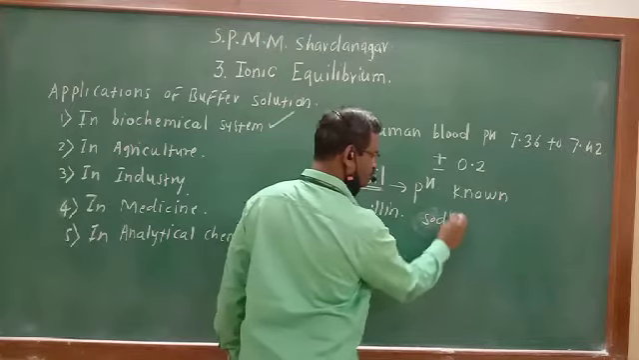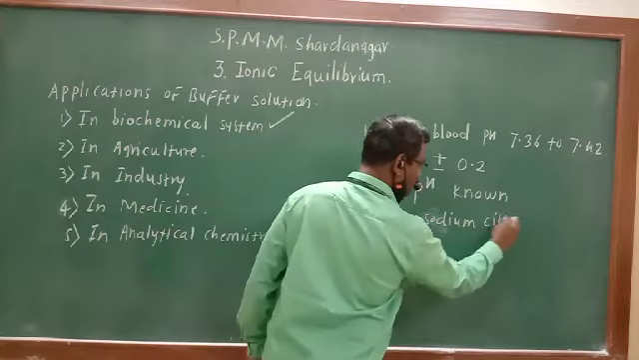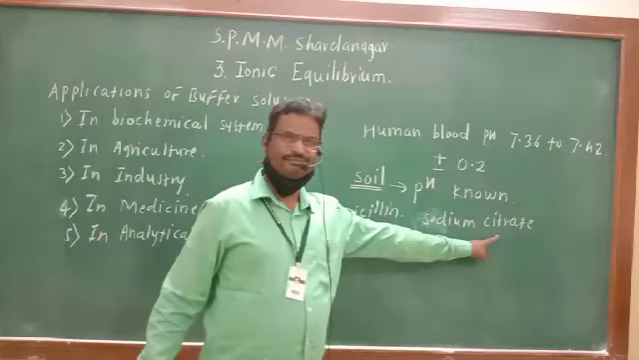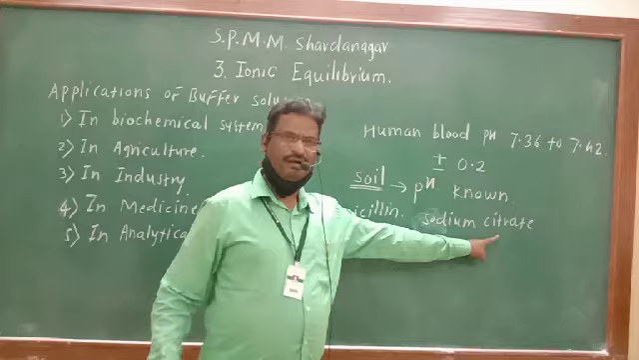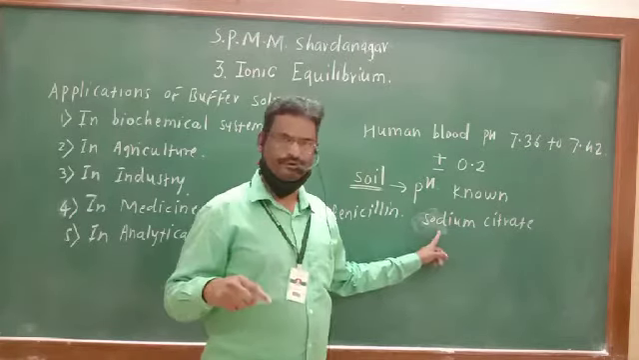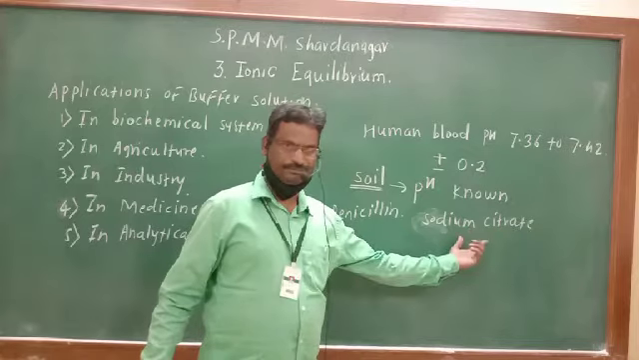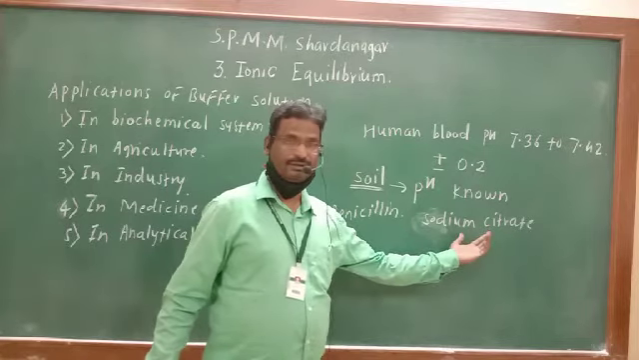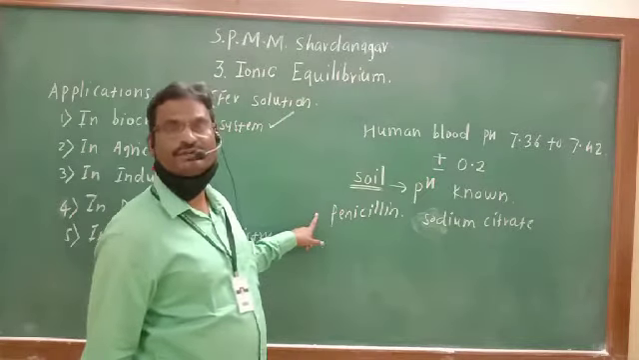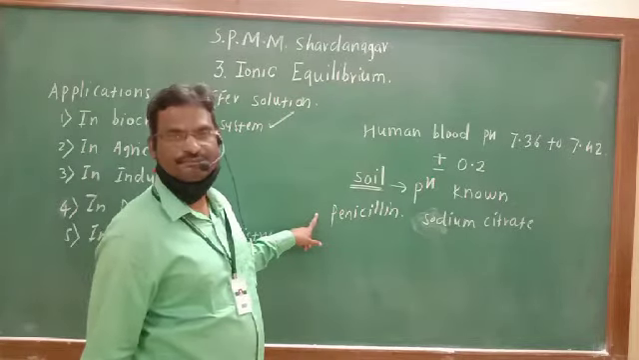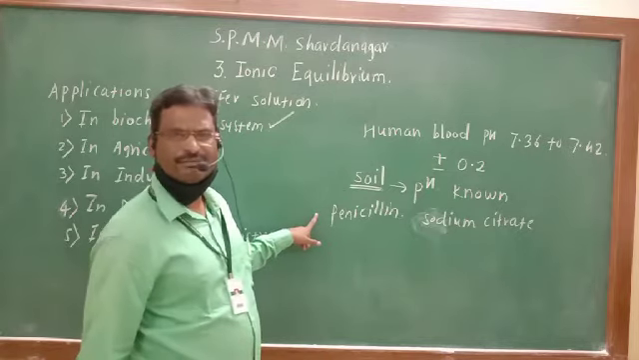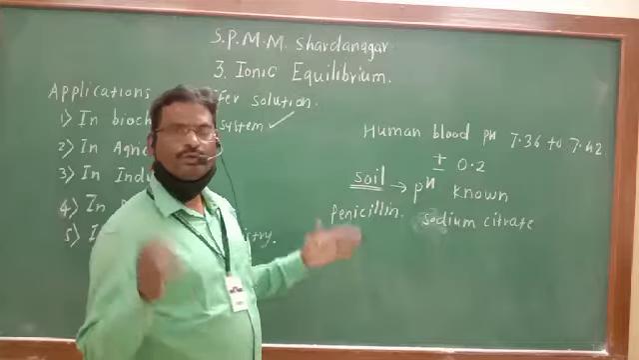It is the sodium citrate buffer prepared from citric acid, a weak acid, and strong base NaOH, sodium citrate. This is a salt. Sodium citrate buffer is used for maintaining the constancy of pH of penicillin medicine. Highly important. All the medicines are preserved to a constant pH.